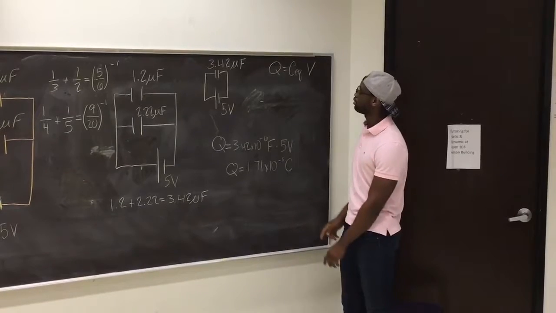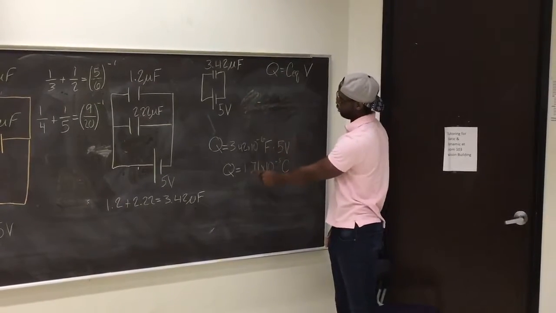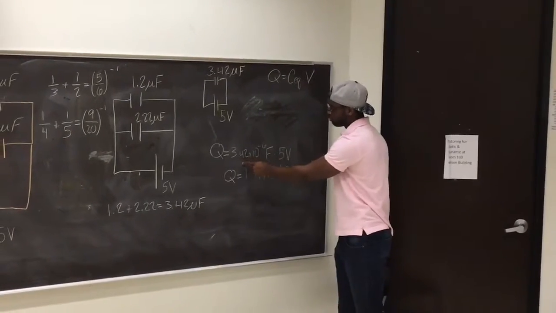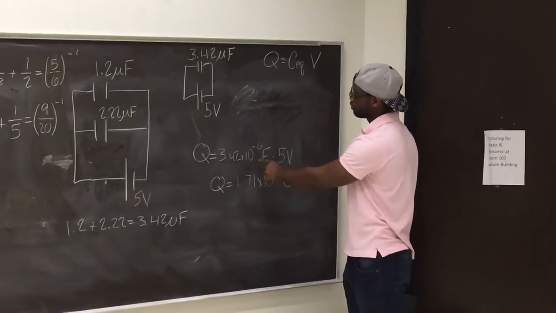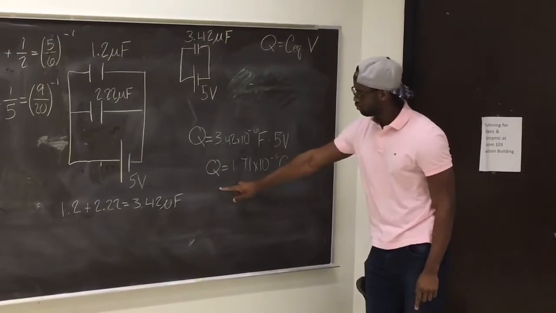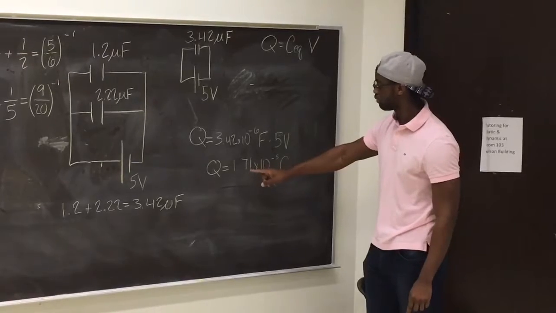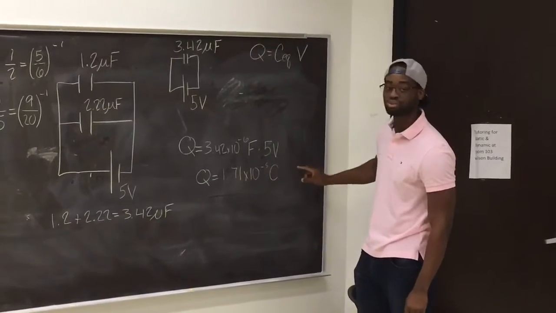So finally, we have to find the charge for the entire circuit, which we did right over here. And as you can see, we draw this little circuit signifying it, and then you do 3.42 times 10 to the negative 6 farads times 5 volts, which below here we get the answer, which is 1.71 times 10 to the power of negative 6 coulombs.